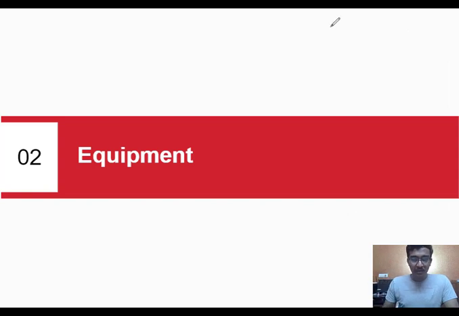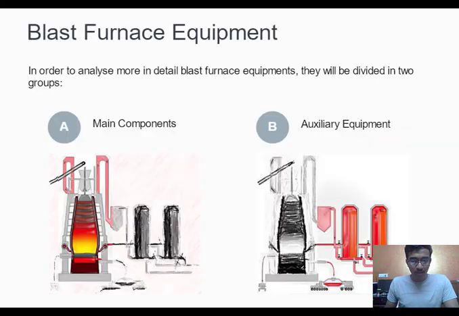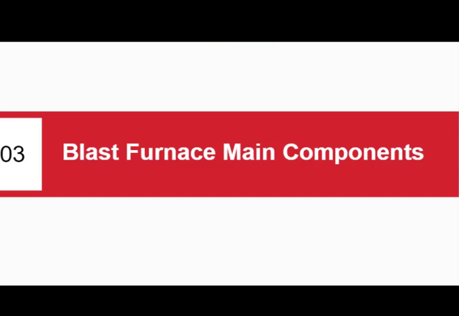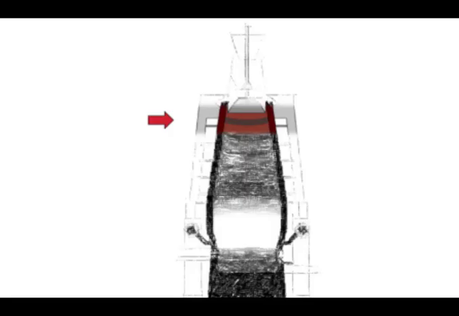So now let's learn about the equipment. Equipment is classified mainly into two types. One is main components, and another is auxiliary components, auxiliary equipment. Main components are the ones in the interior, and the auxiliary equipment is the one outside the blast furnace. Okay, that's good. Now let us see the blast furnace main components. We're going to see from throat till the charging system.